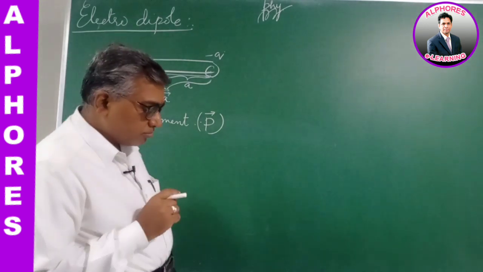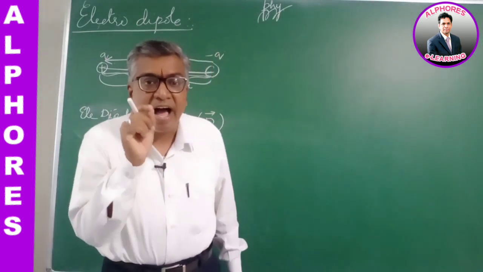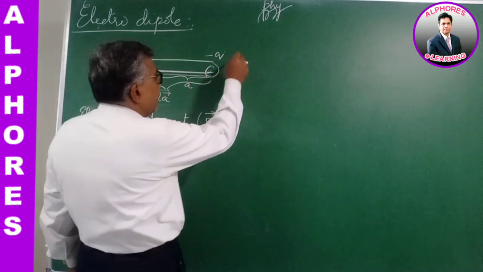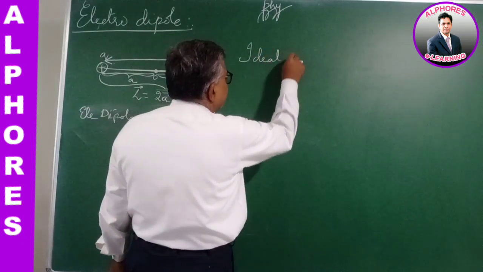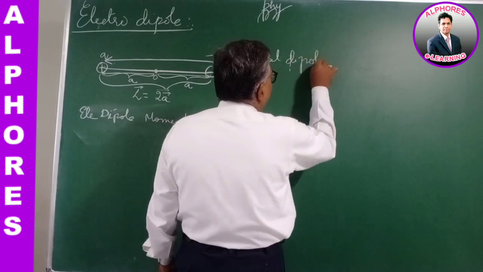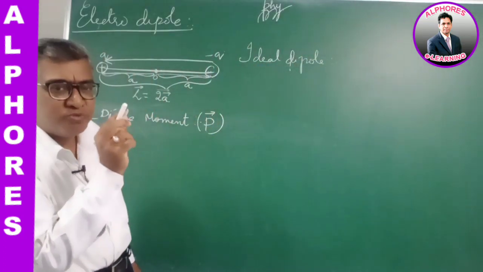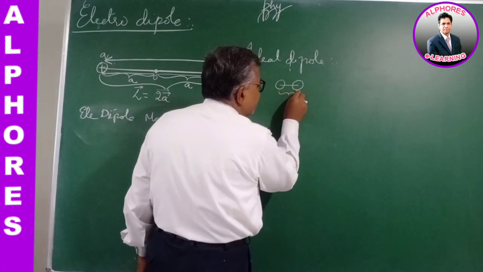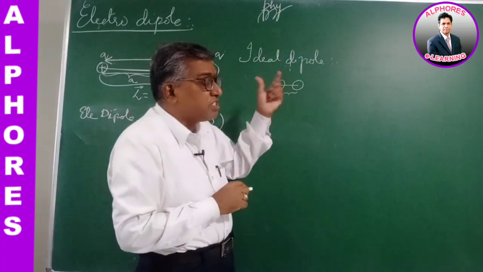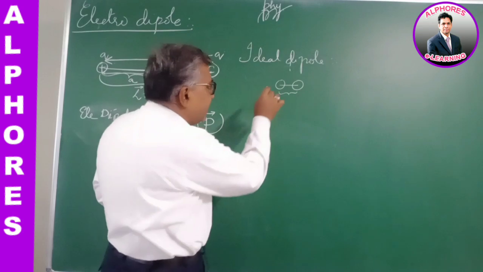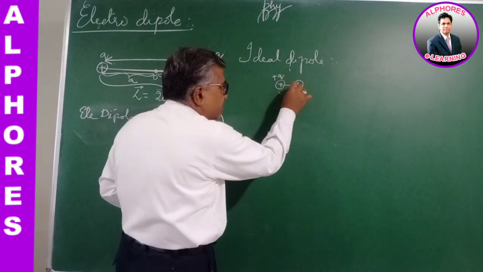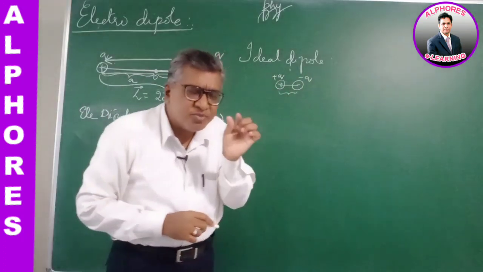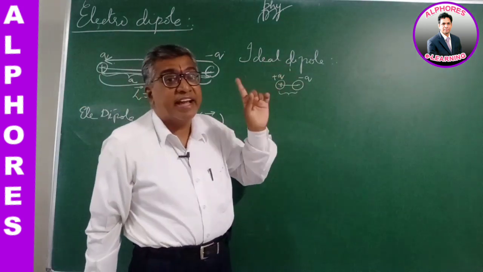Right? Now, sometimes we come across a term called ideal dipole. What do I mean by an ideal dipole? An ideal dipole is a combination of two equal and opposite charges separated by a small distance. The distance is very small, but the magnitude of the charge is very large. That is, each charge, plus q and minus q, has a very high magnitude, but the distance of separation is very small. This is termed an ideal dipole.